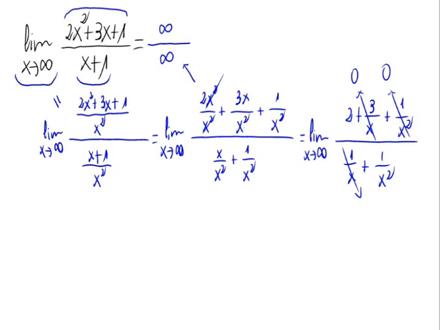We can cross out every term that is divided by x. As x approaches infinity, those terms are equal to 0. So the limit would be equal to 2 plus 0 plus 0 divided by 2 plus 0 plus 0.